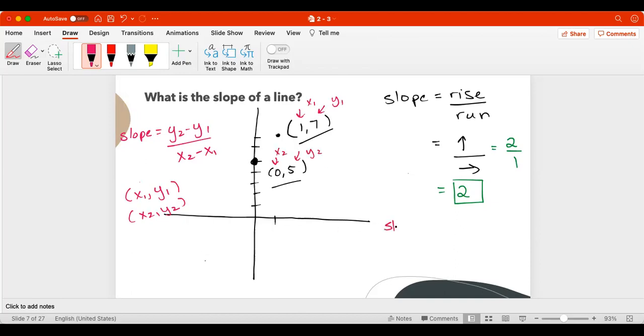So if we want to calculate the slope, it will be, well, we take y2, which is 5, and subtract 7, over this one minus this one, 0 minus 1, and you'll see you get -2 over -1. And you have to remember that a negative divided by a negative is a positive, and you get 2, exactly what we got graphing the line.